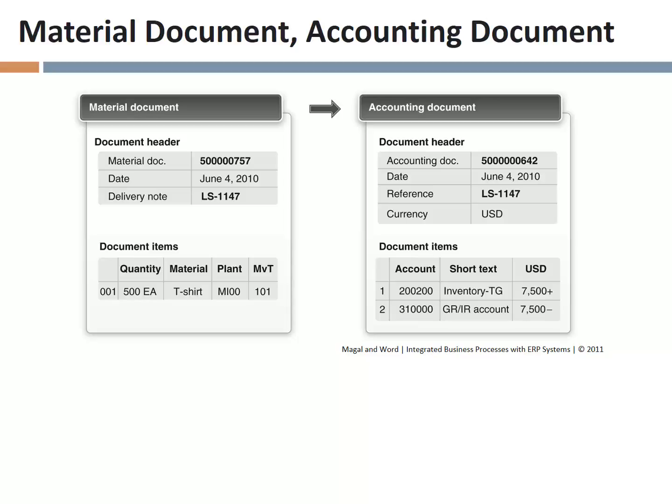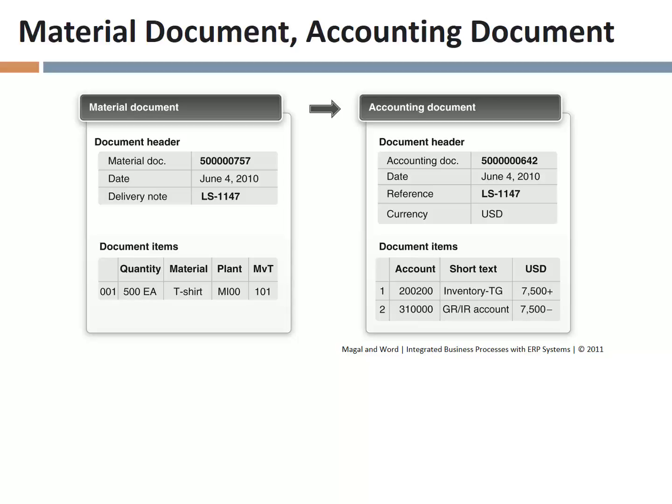This material document also results in what else being updated? Where can I find the quantity of how much of a material I have on hand? The material master. So this material document, when it gets created, is going to inherently update the information on the material master about this particular item.